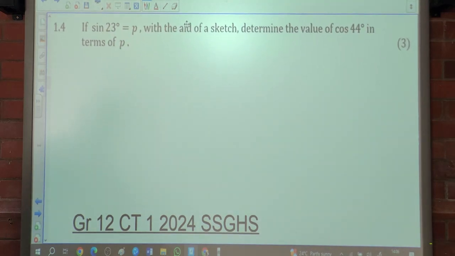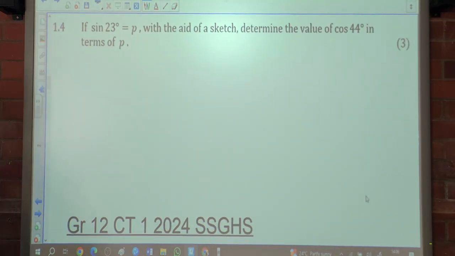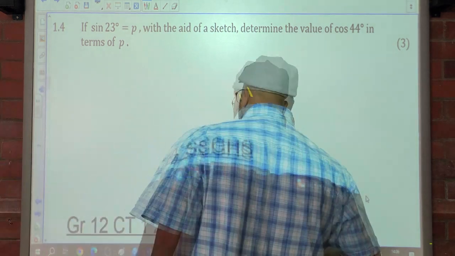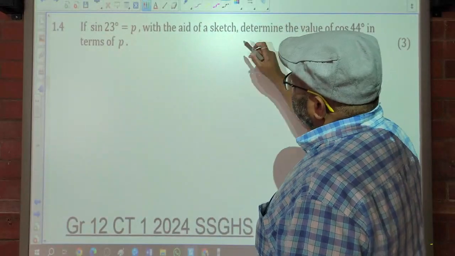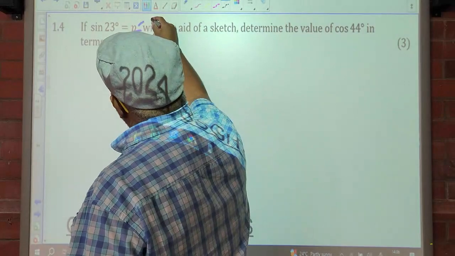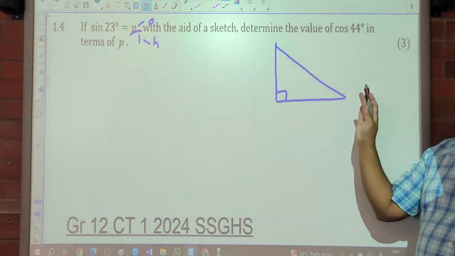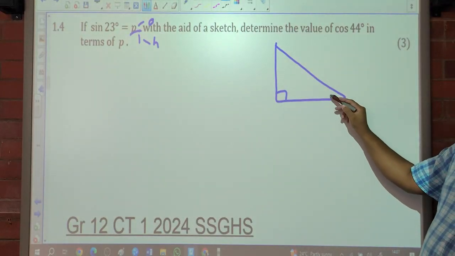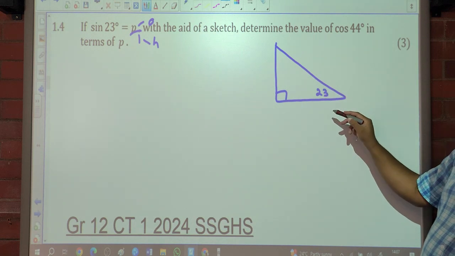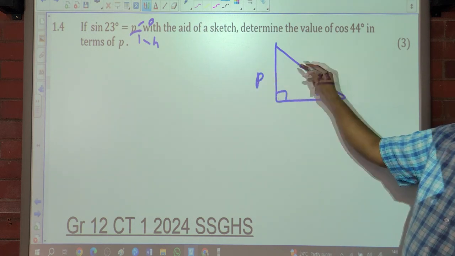People, 1.4. If sine of 23 is equal to p, the question says, with the aid of a sketch, determine the value of cos 44. So this is very similar to 1.1. So what we do is we say, okay, sine is what? Sine is opposite over hypotenuse. I can put it in the first quadrant or I can just draw it without. So this is going to be 23 degrees there. Sine is opposite, which is p, hypotenuse is 1.